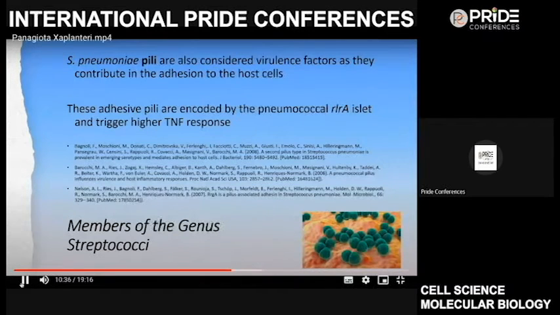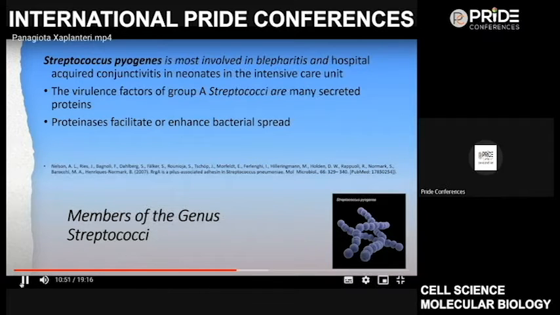Adhesins are also considered virulence factors as they contribute to adhesion to the host cells. These adhesins are encoded by the pneumococcal genome. Streptococcus pyogenes is associated with post-streptococcal sequelae and acquired infections. The virulence factors of group A streptococci are mainly secreted proteins.